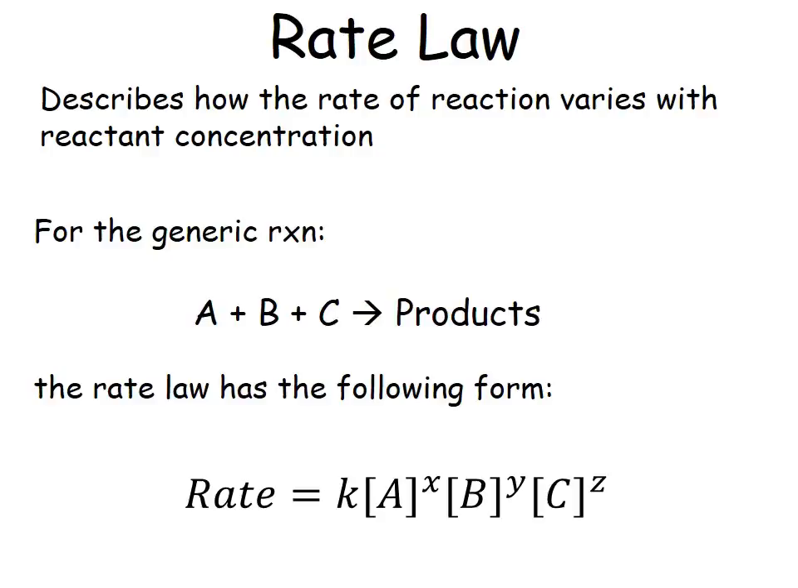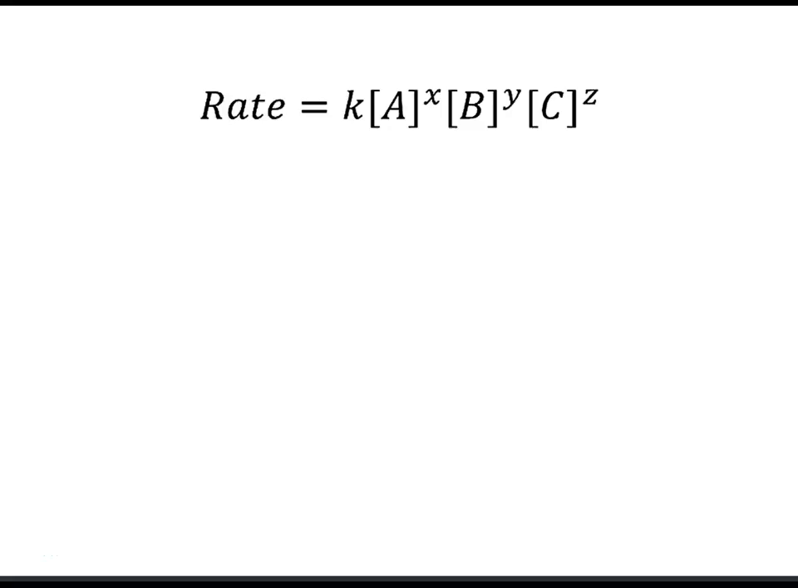So if we write a generic reaction, like this one, A plus B plus C goes to products, then the rate law has the form rate equals k times the concentration of A to the x power, concentration of B to the y power, concentration of C to the z power. We're going to talk more about this rate law now. So here's our generic expression.